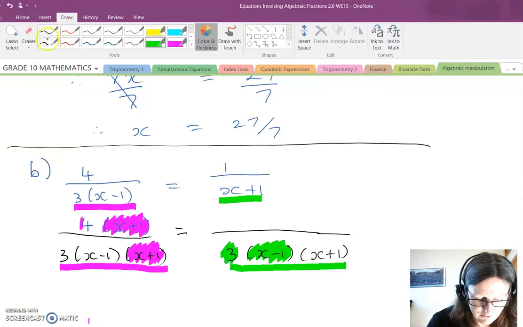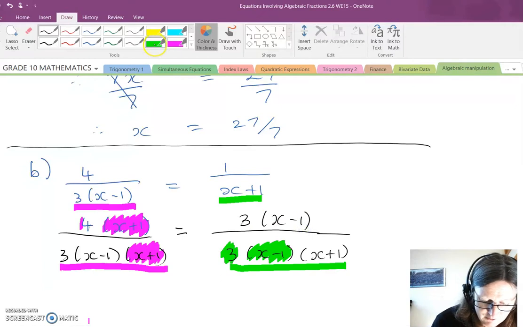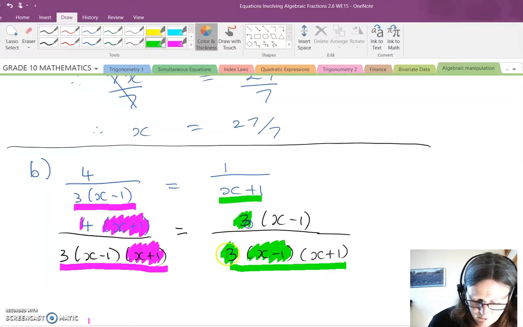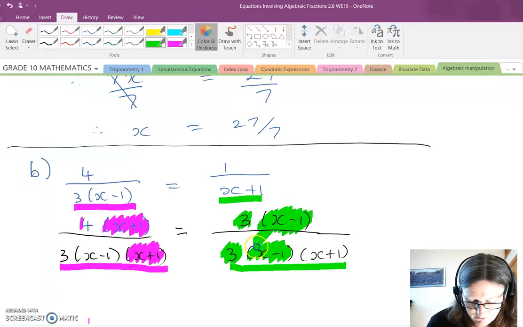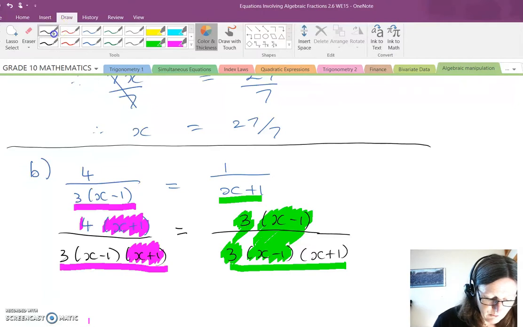So what we need to do is on the top, we need to put a 3, and we need to put an x minus 1. So if you look there, I've colour-coded whatever we've put on the bottom, we also need to make sure that we've put on the top. So let's look what we have now.